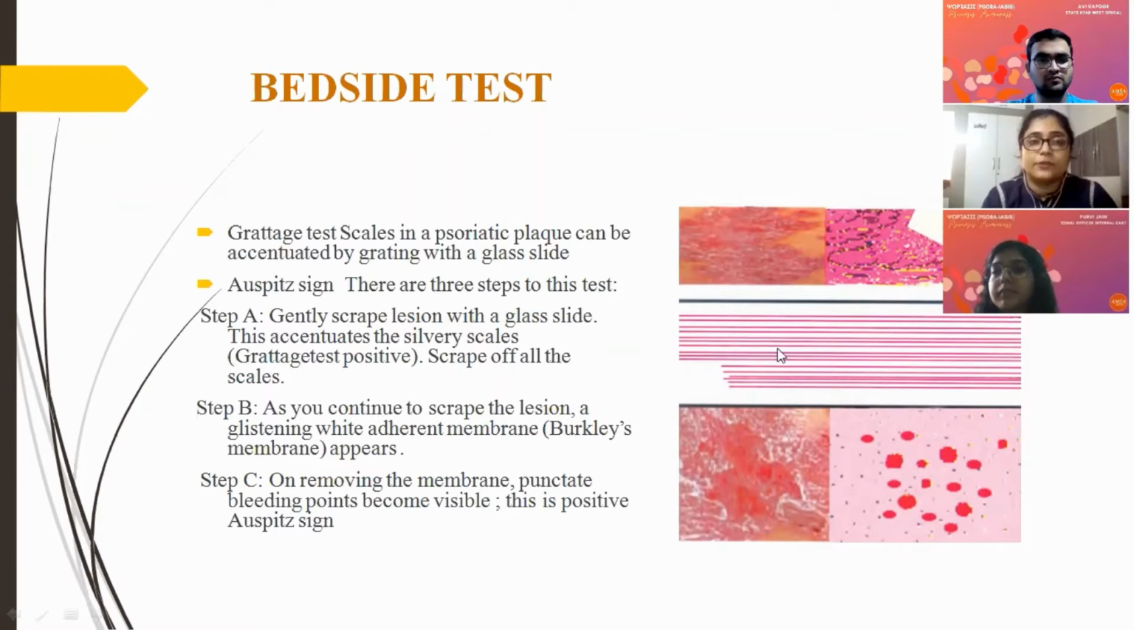When you remove the scales, and on removing the membrane, punctate bleeding points become visible, and this is the positive Auspitz sign. So there are 3 steps for scraping: after scraping, the membrane appears, and then the positive Auspitz sign.